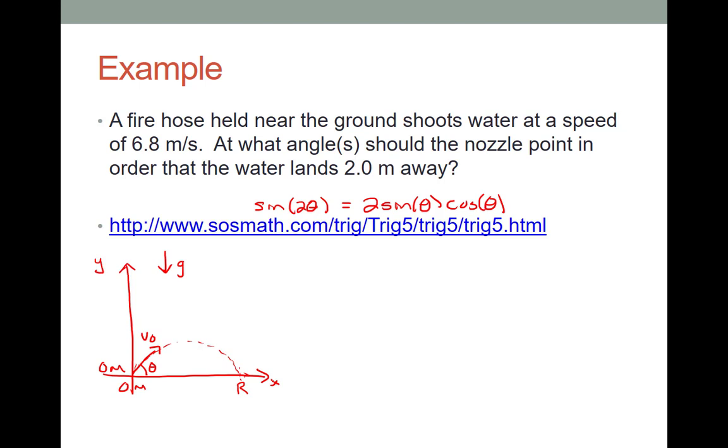Okay. I can draw my favorite triangle. I have V naught on the hypotenuse. V naught y will be V naught sine theta, because it's going to be on the side opposite. I should put my theta in there. And V naught x will equal V naught cosine theta. With all of this, I can now write the grocery list.